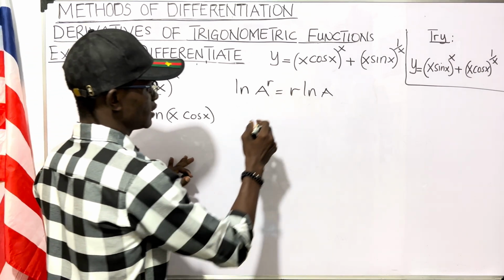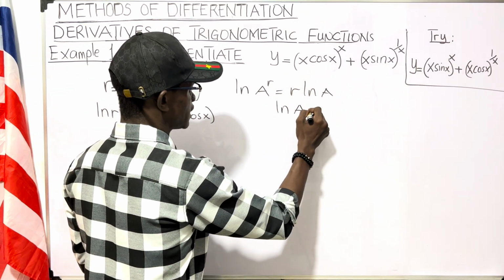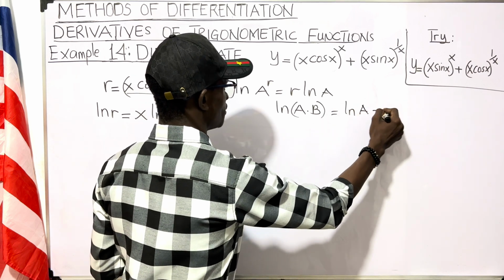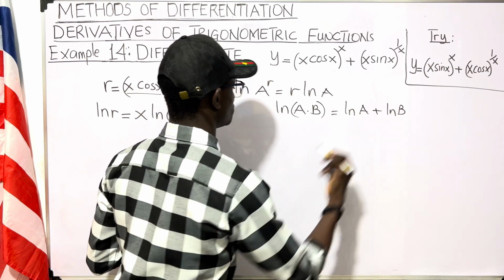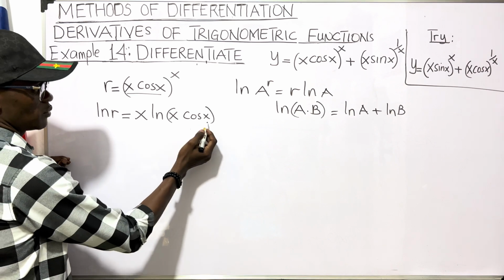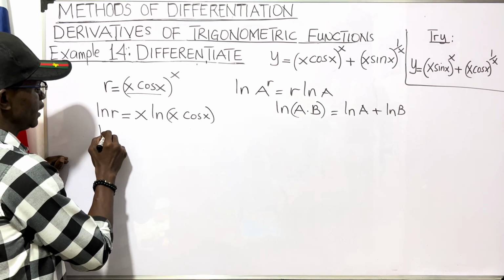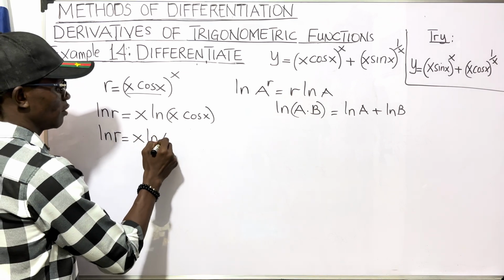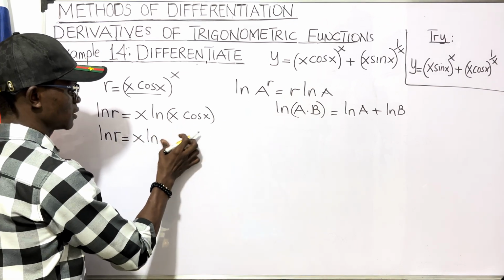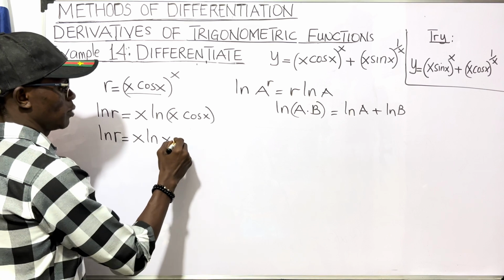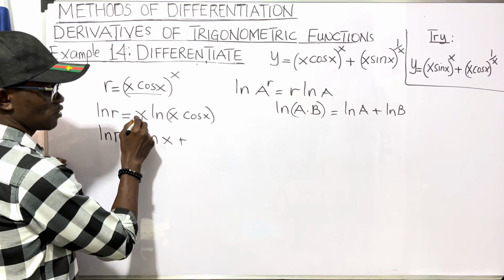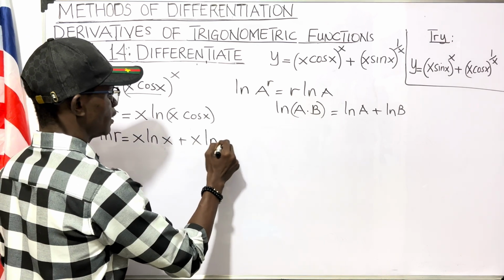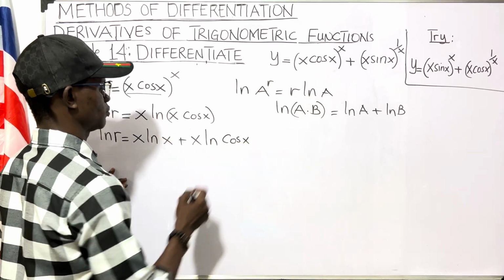Now we also know that the ln of a times b is equal to the ln of a plus the ln of b. So we can apply the same property right here. We have the ln of r equals x times the ln of x, plus, since this x is a factor, we go along with it, x times the ln of cos x.